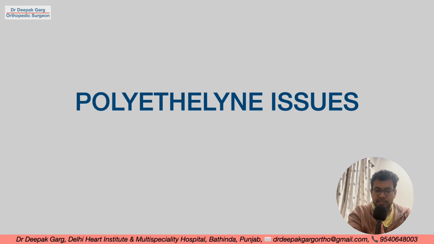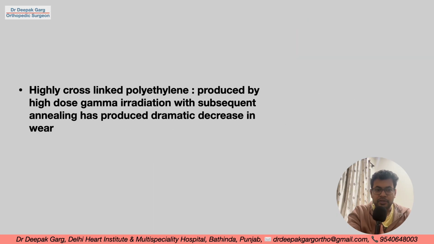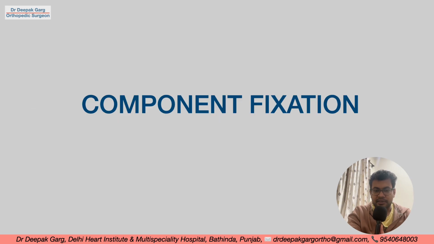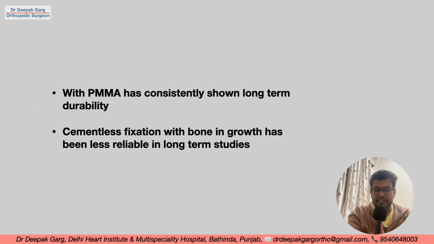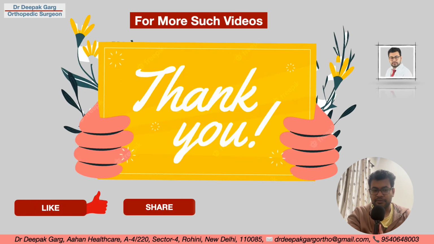Now choosing a polyethylene, we should choose a minimum thickness of 8 mm. Thinner polyethylene will have higher accelerated wear rates. These days we are using a highly cross-linked polyethylene, and for the component fixation we use PMMA bone cement. So this was about the biomechanics of knee in total knee arthroplasty, understanding the stepwise approach.